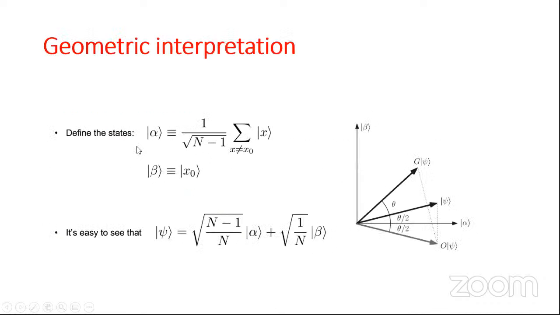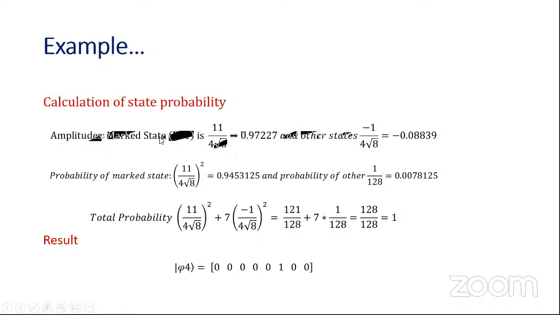So after two iterations of this Grover operator, the amplitude of the desired state is 11 by 4 square root of 8, and that turns out to be 0.97. For the other states, it is minus 0.08. So see the amplitude difference. After two iterations, the desired state has 0.97 amplitude, and the others have 0.08.